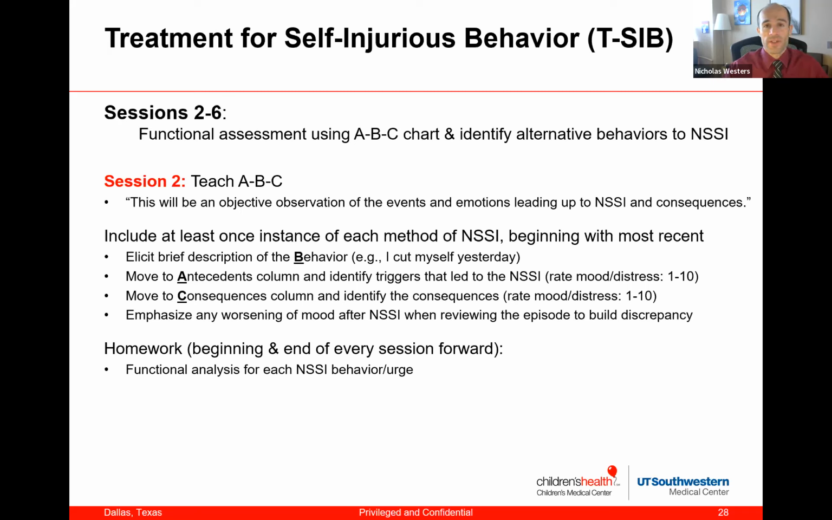And rather than starting with the A for the antecedent, just jump right into the behavior. The behavior was self-injury, and we'll talk about that in the next slide. And then from the B, move to column A, so kind of going backwards to the antecedents, and ask about the triggers and rate their mood. Get an idea of their level of distress on a scale of 1 to 10. I do the scaling of 1 to 10 here. And then go to the consequences, the C. So jump back to the end and identify the consequences.